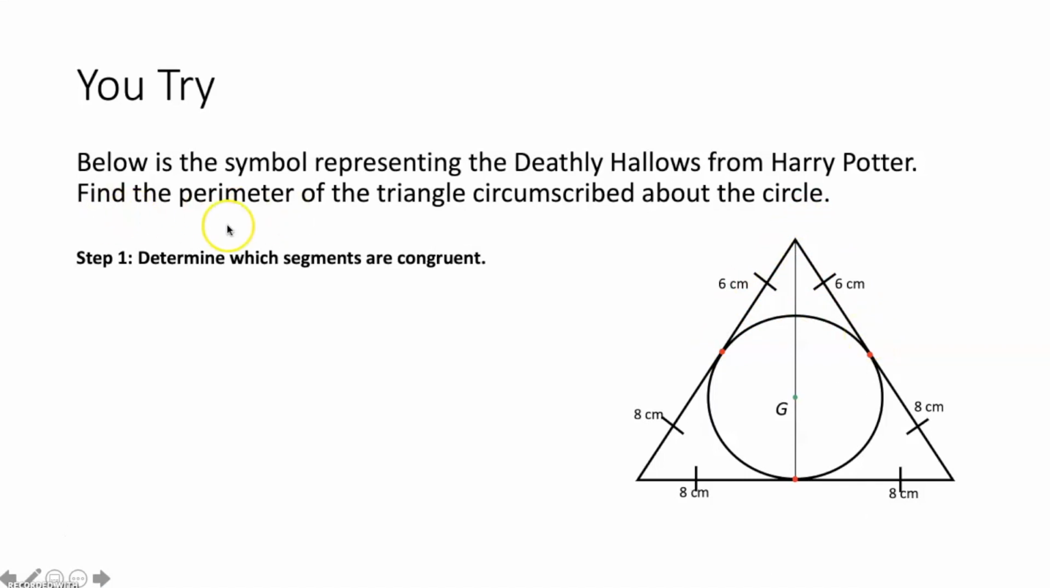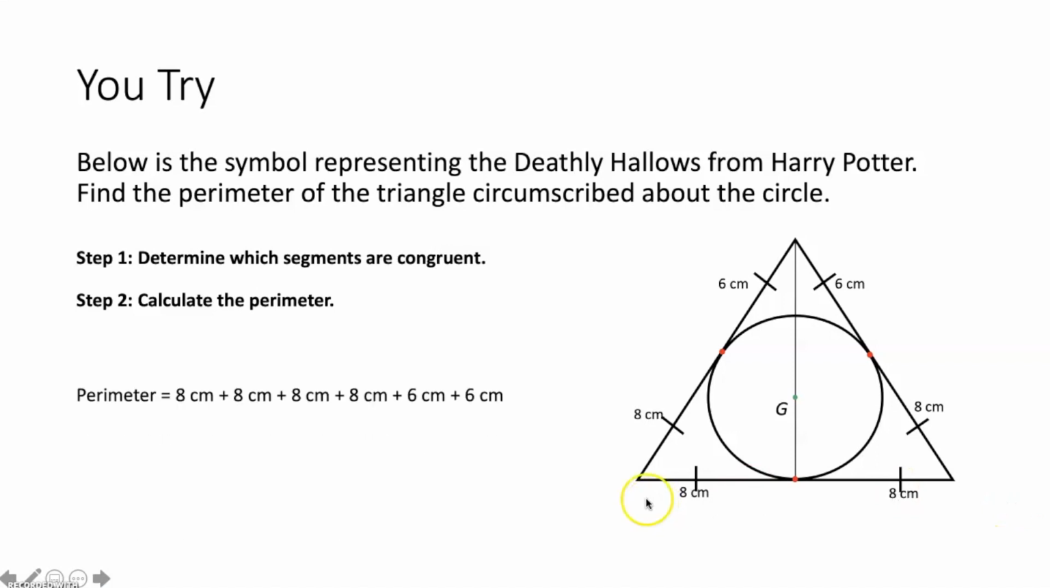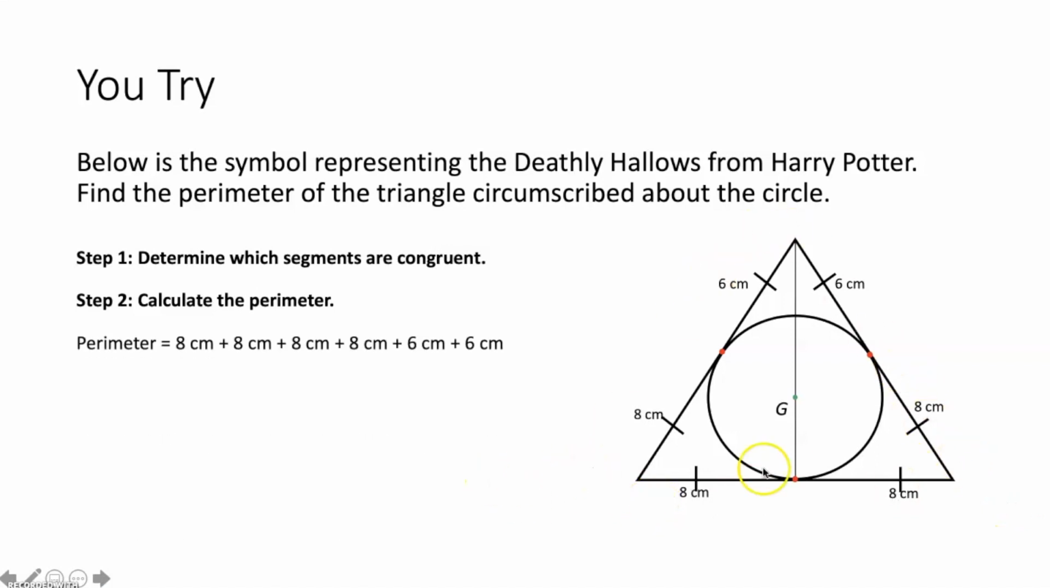So now, in order to answer this question, all we have to do to find the perimeter is just add together all of the segment measures for our given triangle. So if I were to add up all of these segment measures, I end up getting the perimeter of our triangle over here is going to be 44 centimeters.